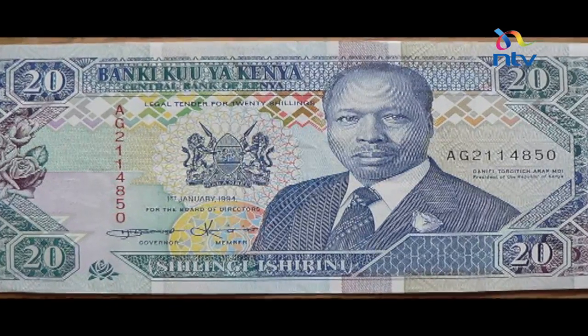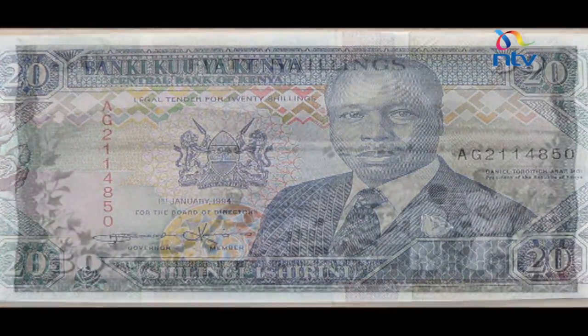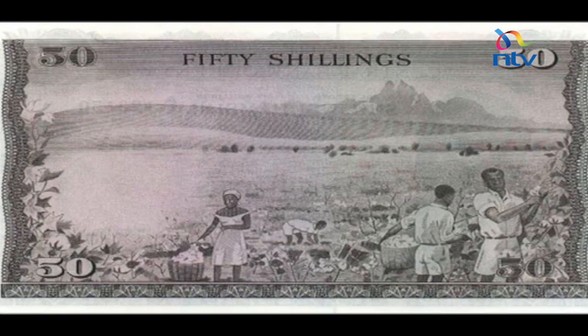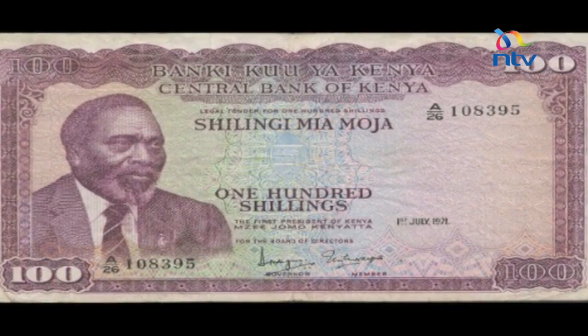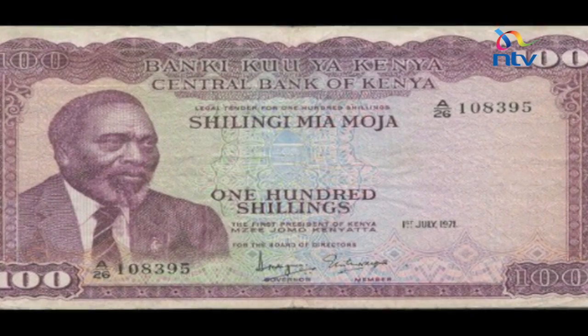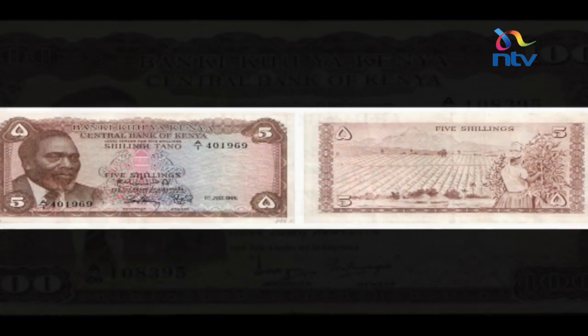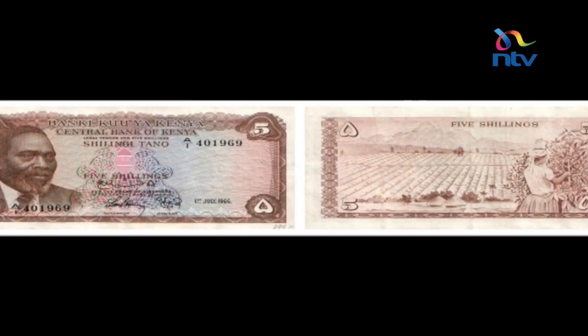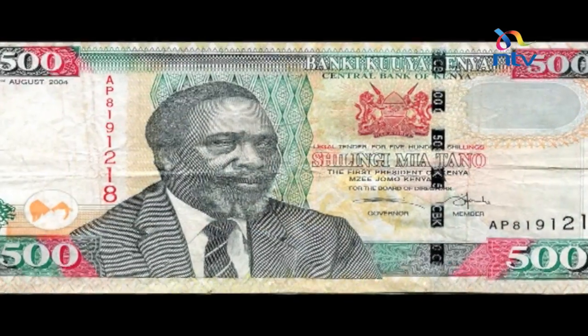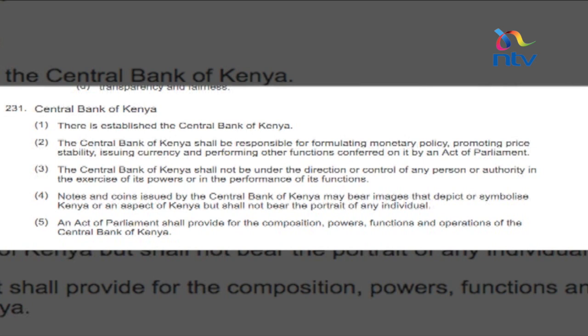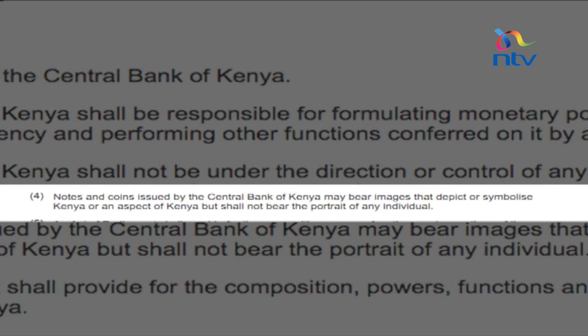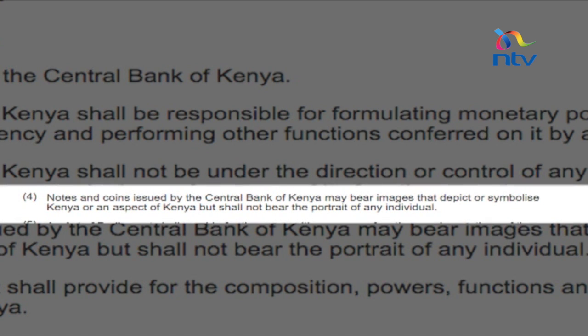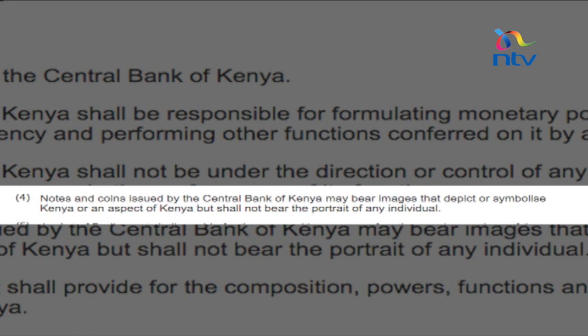The face of the Kenyan currency has undergone many changes from independence to the present-day notes and coins that are used in transacting business. While the size and texture may have changed, the one constant has been the appearance. The currency has always borne the face of the president of the day, but the 2010 Constitution changed that. Article 231(4) of the Constitution decreed that notes and coins issued shall not bear the portrait of any individual, and in its place, the notes may bear images that depict or symbolize Kenya or an aspect of Kenya.